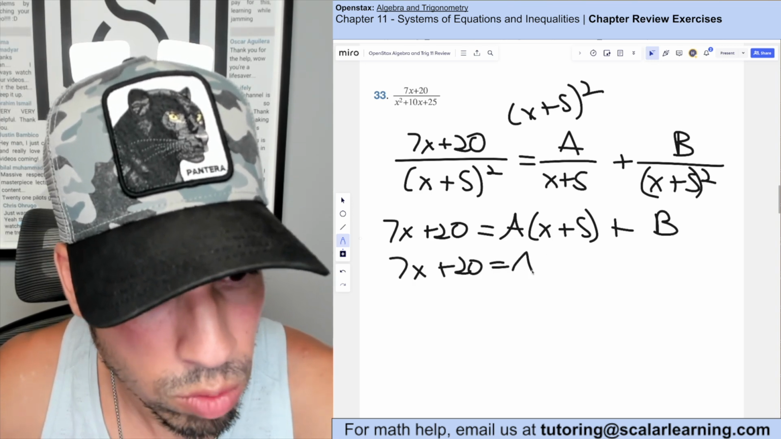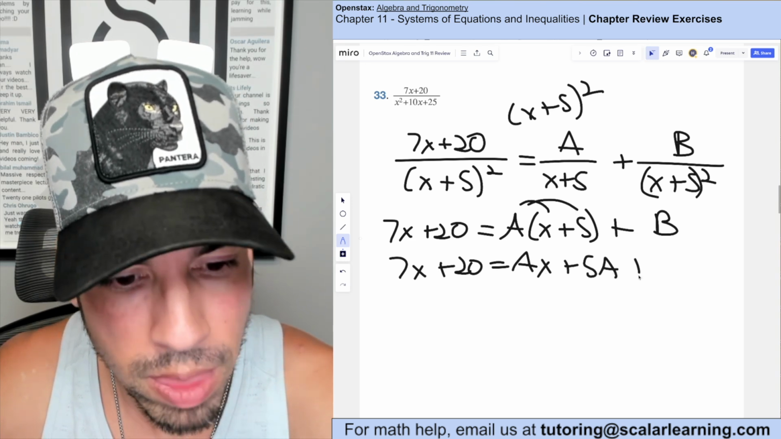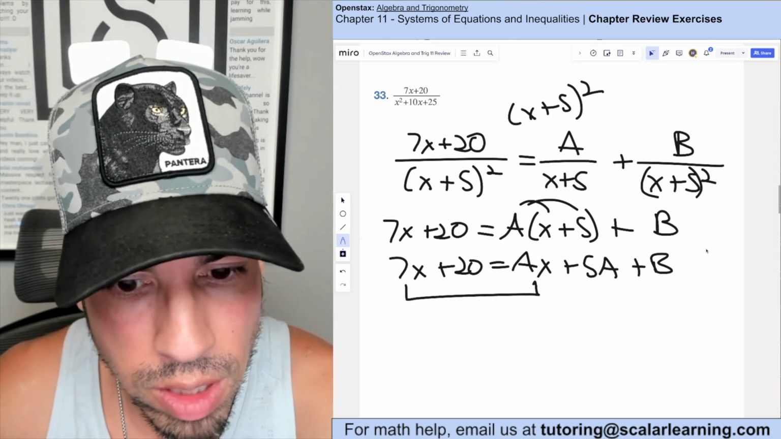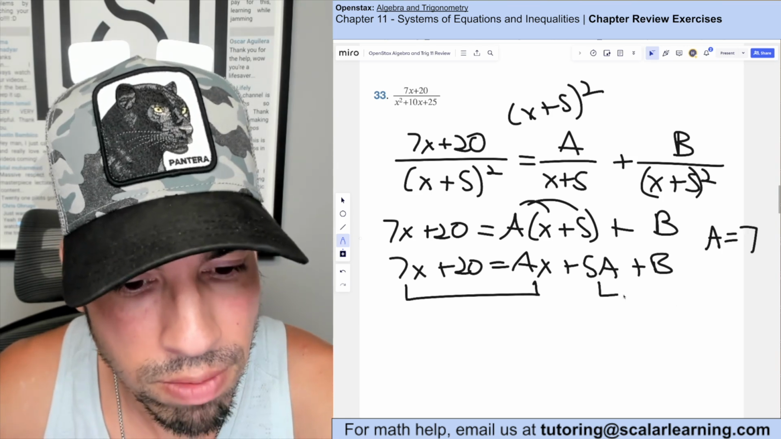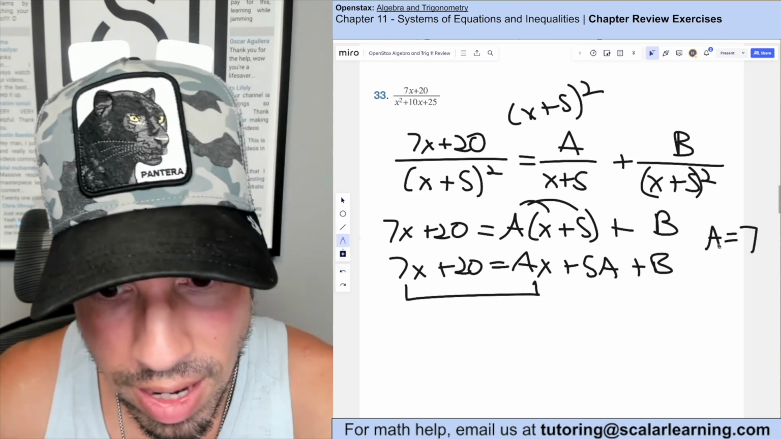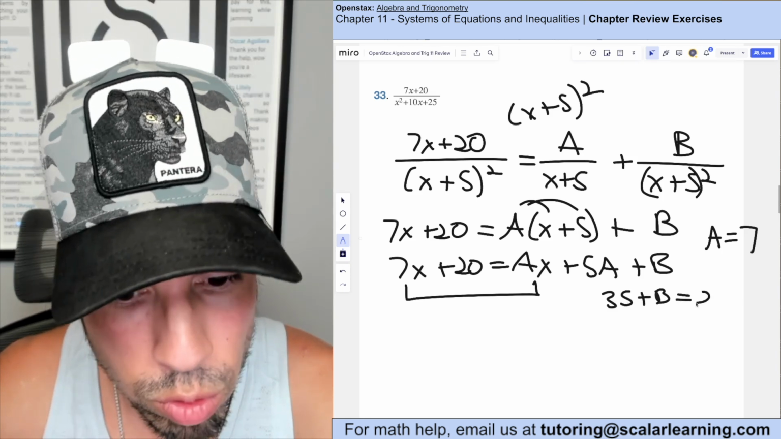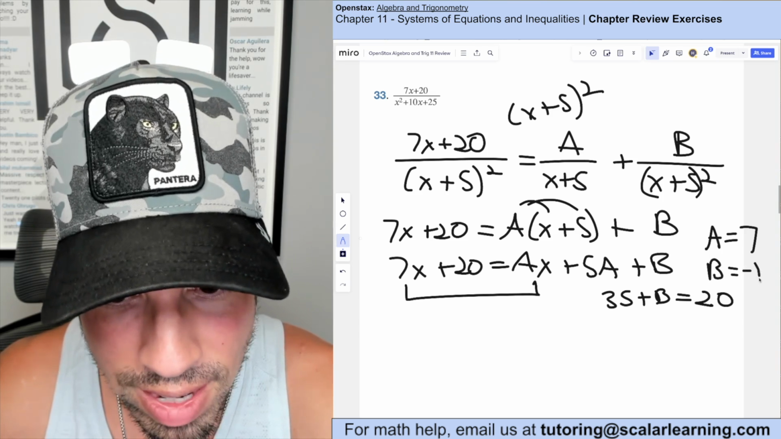We've got equal to ax plus distribute, right? Boom, boom, 5a plus b. All right, now since this is the only term with an x, we know that a must equal 7. And then we know that 5a plus b has to equal 20. Since a is 7, 5a is 35, plus b equals 20, which means b must equal, if I subtract 35 from both sides, negative 15.